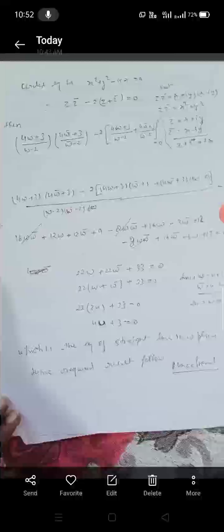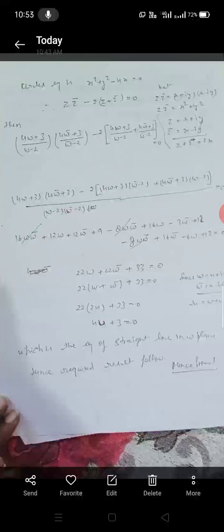After solving by LCM, this can be written as 16w w bar plus 12w plus 12w bar plus 9 minus 8w w bar plus 16w minus 3w bar plus 12 minus 8w bar plus 16 bar minus 6w plus 12. After solving, we can find 22 in bracket (w plus w bar) plus 33 is equal to 0, and we can write w plus w bar as 2u.